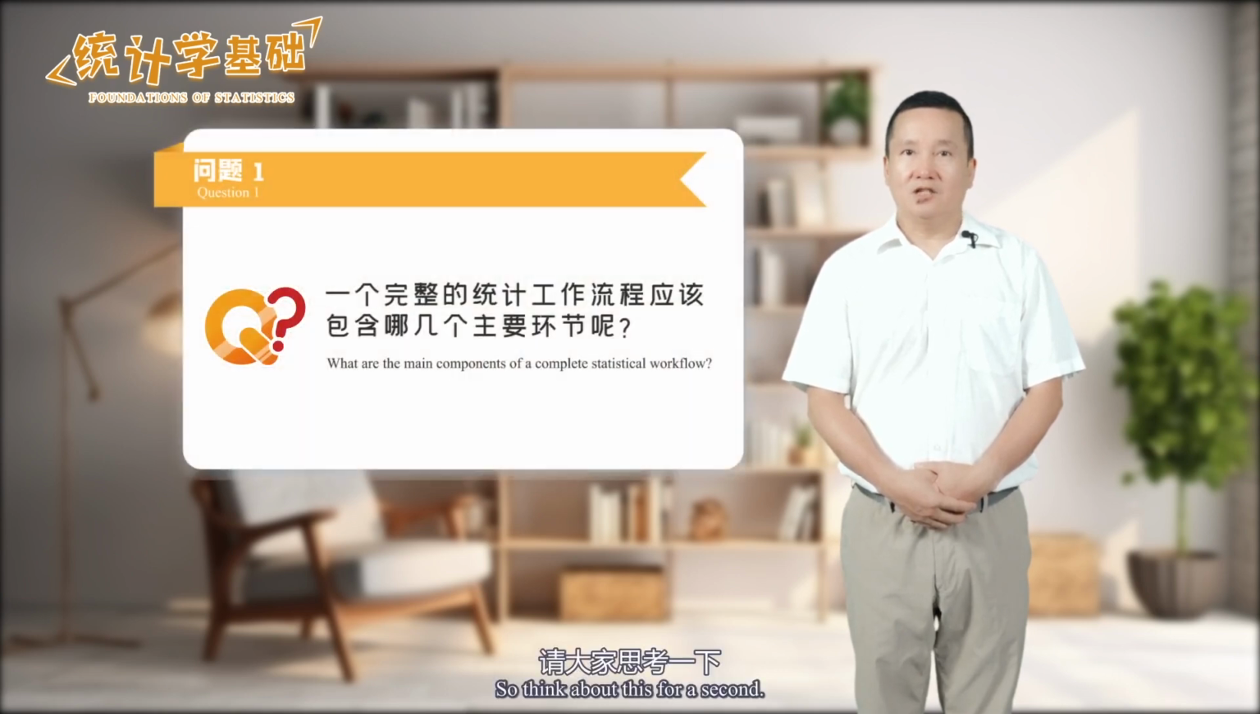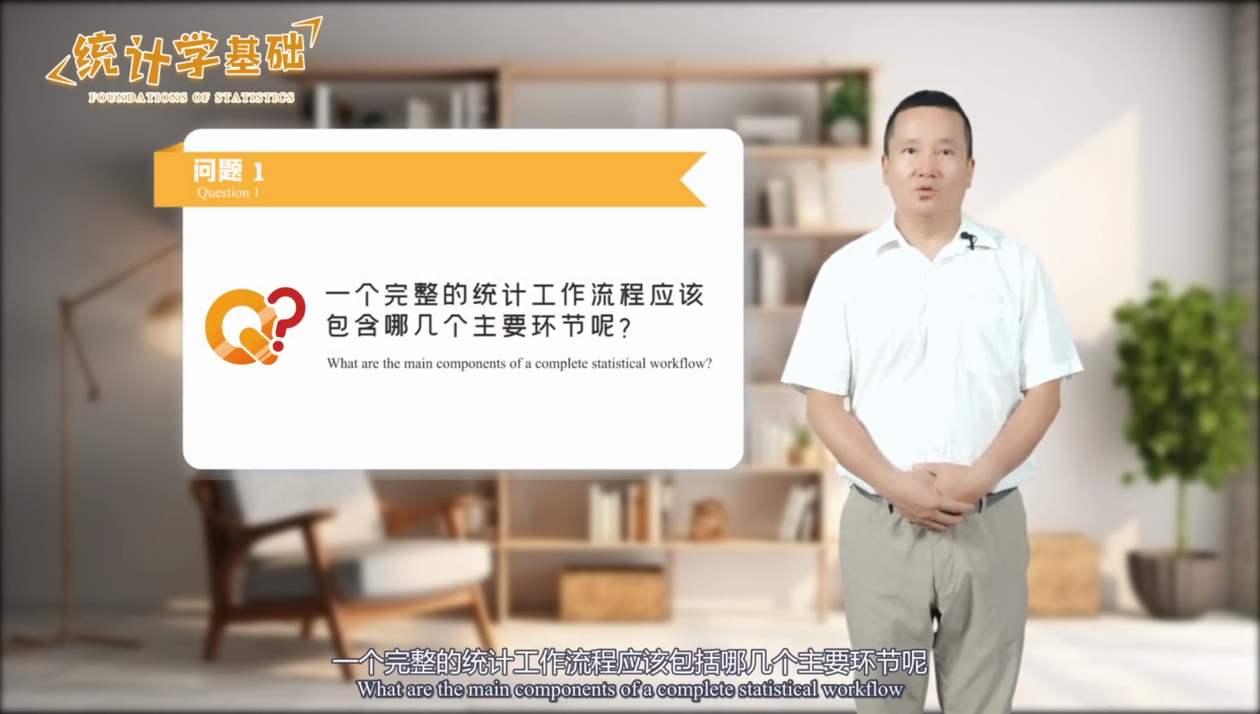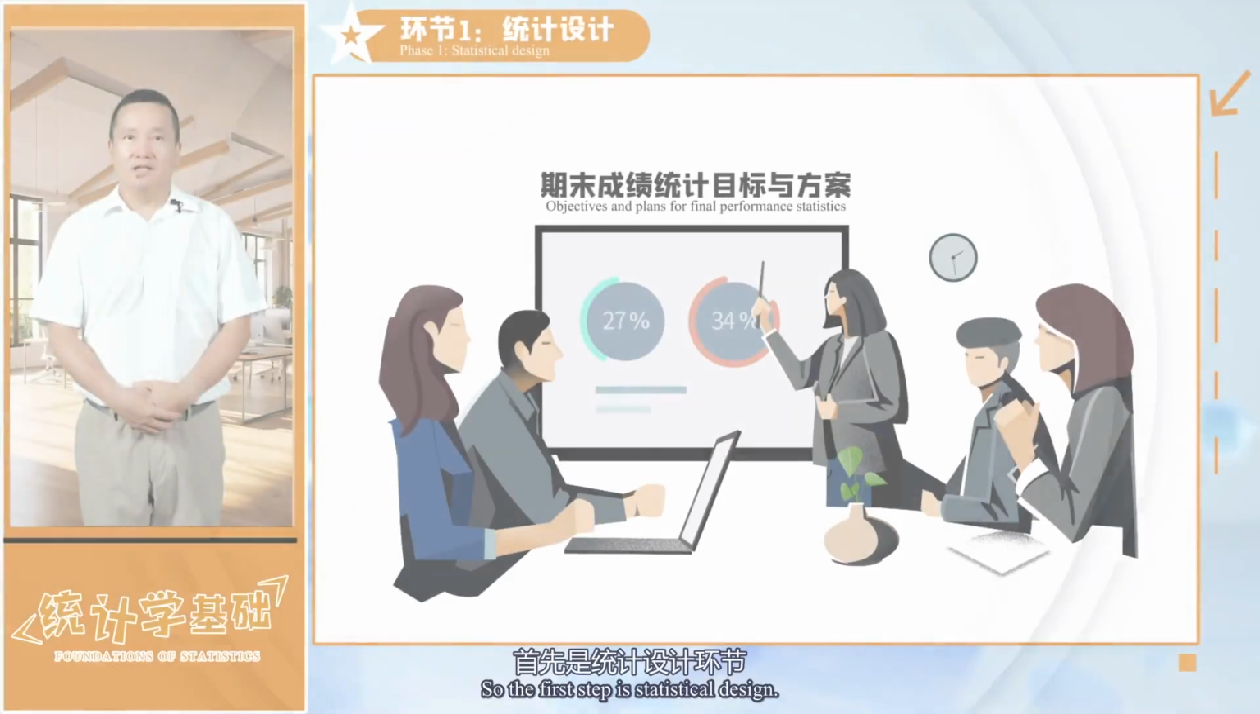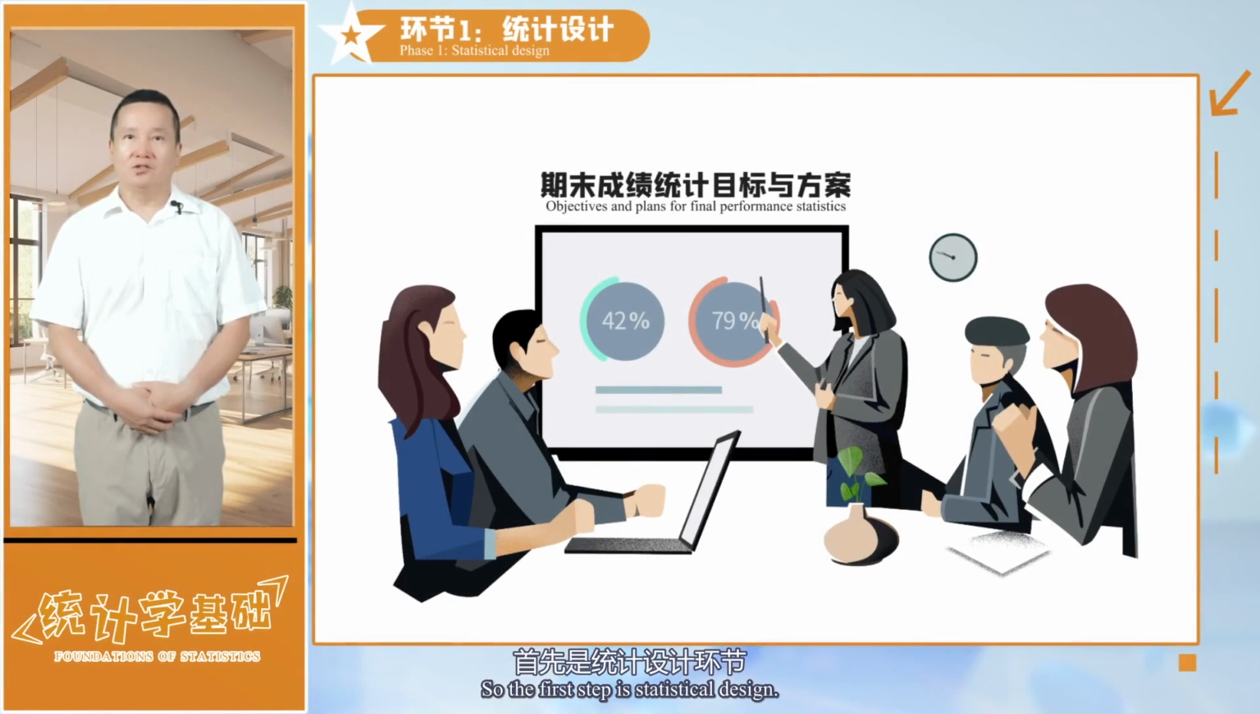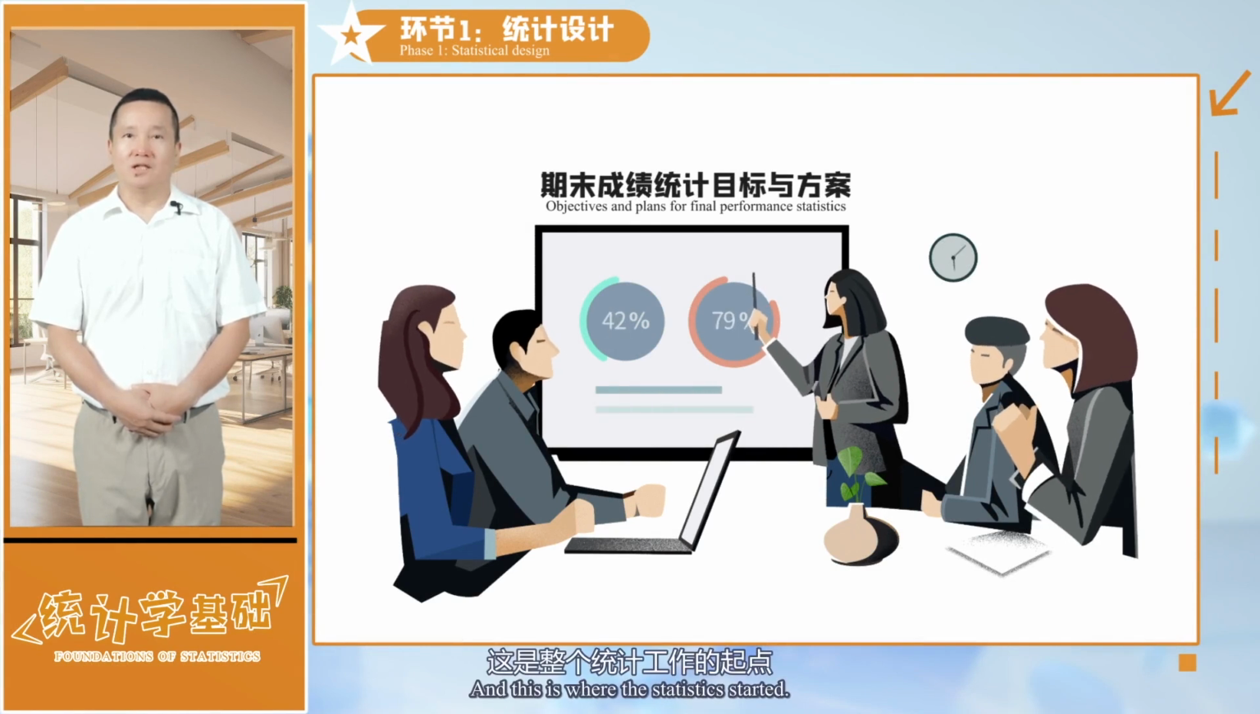So think about this for a second. What are the main components of a complete statistical workflow? The first step is statistical design, and this is where the statistics start.